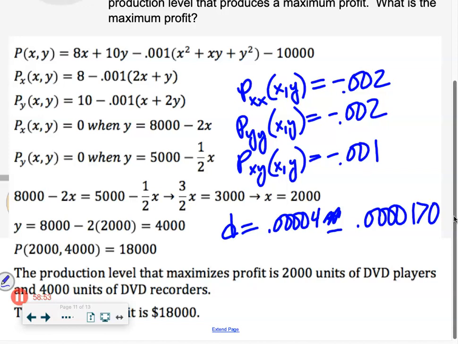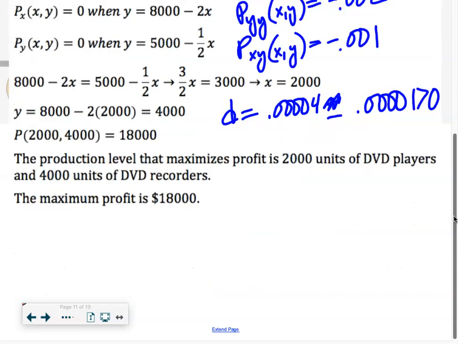Your D is just really to verify, to make sure that you just didn't find the worst possible scenario for production. You found the best possible scenario. So the level that you want is 2,000 DVD players, 4,000 DVD recorders, and then your max profit is the z value, which is $18,000. Does that make sense?